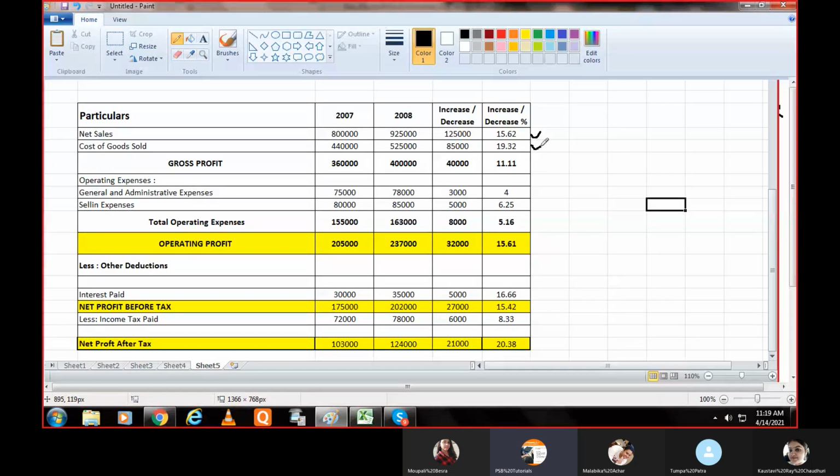Now, the thing that I am selling, the cost of goods sold is also increasing. My cost price is also increasing along with my selling price. So overall you can find that the gross profit rise is only 11.11%. Even if your net sales has increased by 15.62%, we observe that the gross profit has risen only to 11.11% because the cost of goods sold has also increased by 19.32%, thereby balancing my gross profit. Though my gross profit has increased, so definitely it is satisfactory.